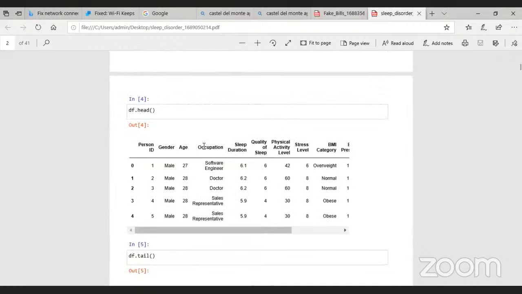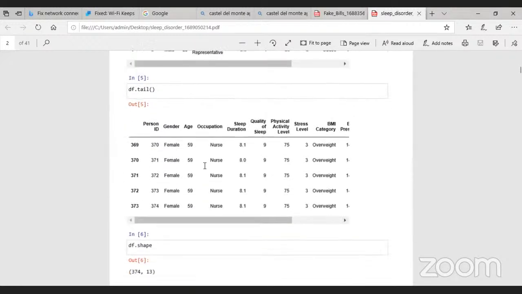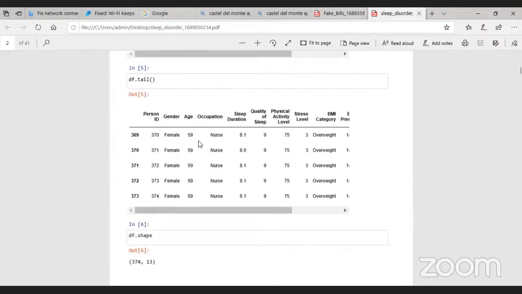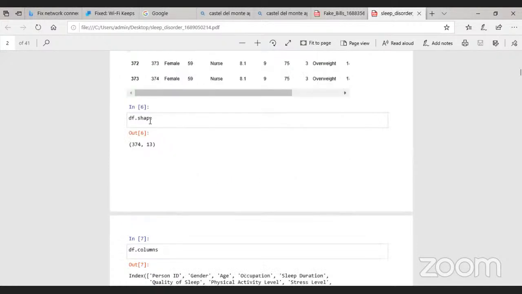Once we say df.head, whatever data I have imported as a df data frame, I'm trying to look at the top five records and bottom five records. So I can get at least some feeling of how the data looks like, but we are still not through with the data. So what we'll do is we try to analyze how many columns are available, that is shape.